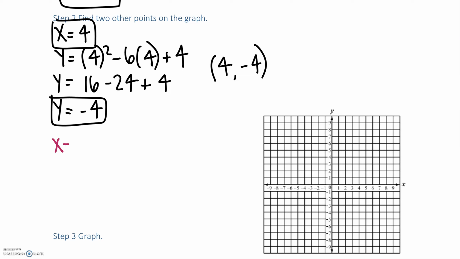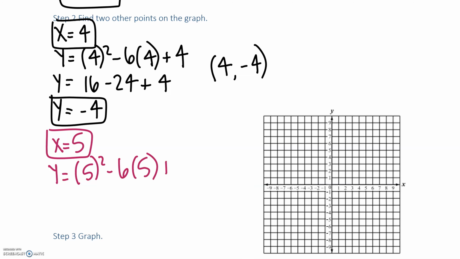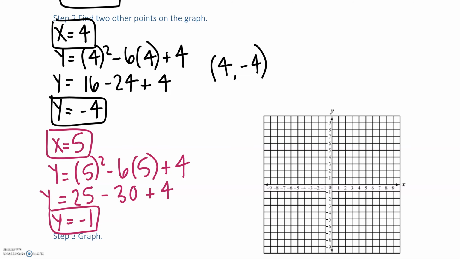So if we have that x equals 5, then we have y equals 5 squared minus 6 times 5 plus 4. When we do that, that gives us 25 minus 30 plus 4. So that means y equals 25 minus 30 is -5, plus 4 is -1. So we would have y equals -1. So that would give us a point (5, -1).